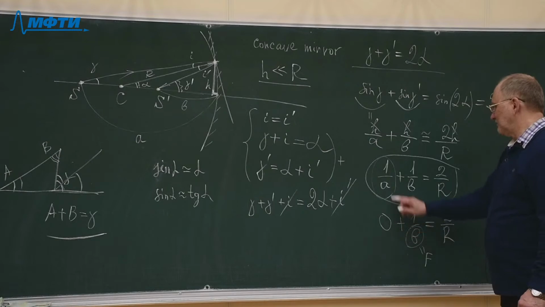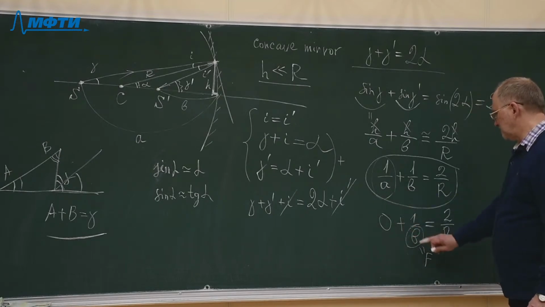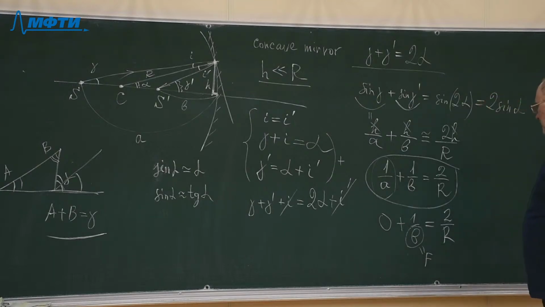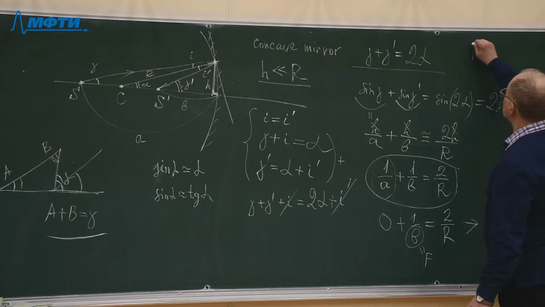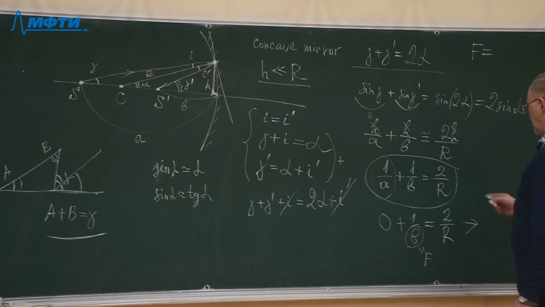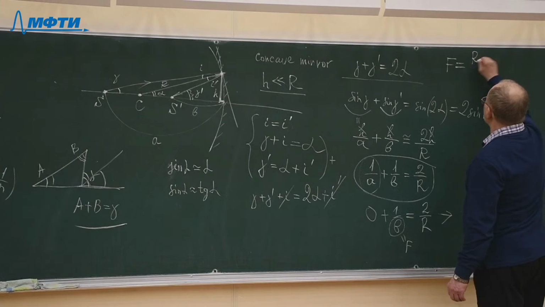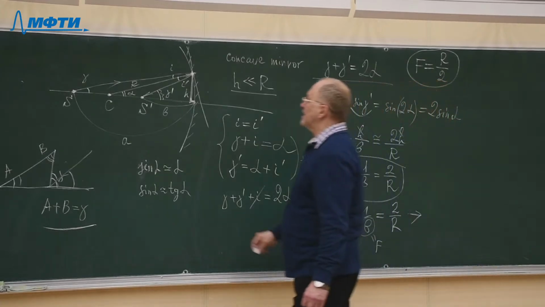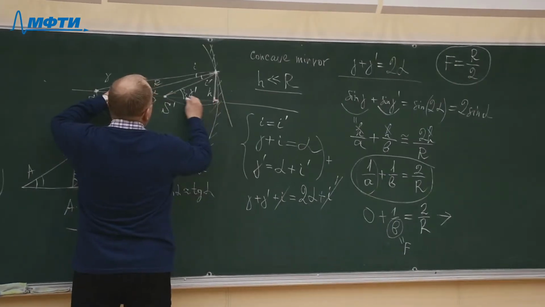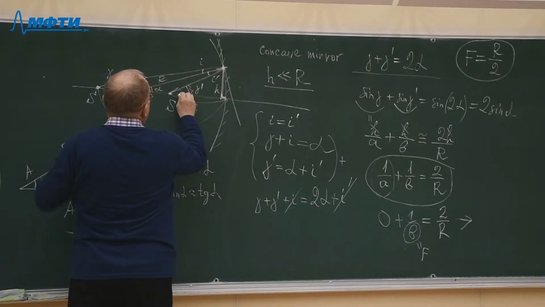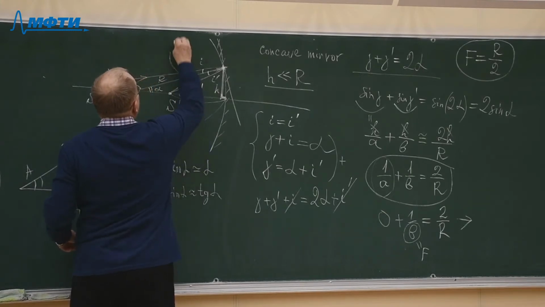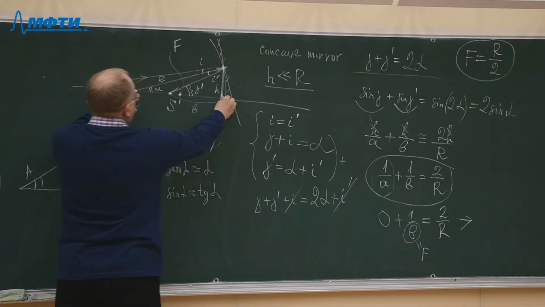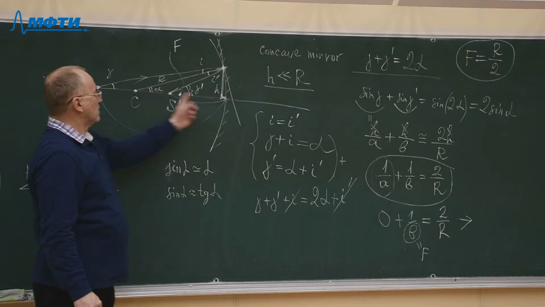So in this particular case, when a is infinite and the first term is 0, b must be equal to the focal distance of this mirror. And from here, we immediately obtain that the focal distance equals r divided by 2. That is, the focal distance of the concave mirror equals half its radius. So if this is the radius, the focus will be at the middle of this section. So this will be a focus, the middle of this section, which equals the radius of curvature.